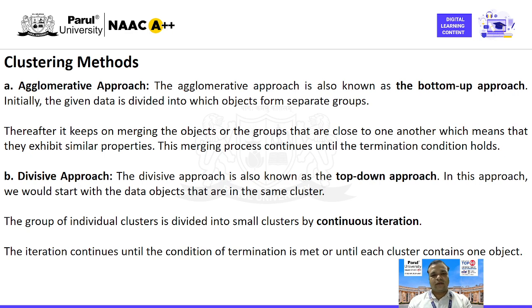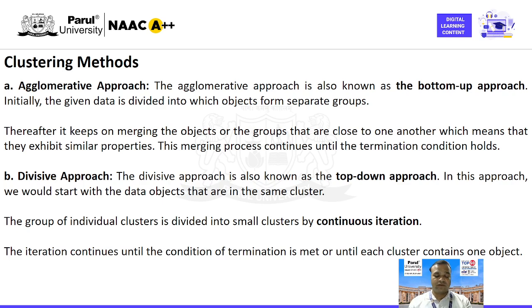The agglomerative approach is also known as the bottom-up approach. Initially, the given data is divided so that each object forms a separate group. Thereafter, it keeps on merging the objects or groups that are close to one another, which means that they exhibit similar properties. This merging process continues until the termination condition holds.